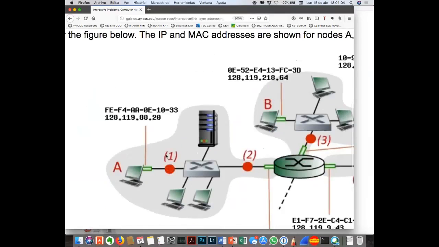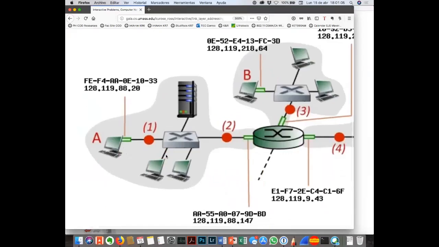If I'm trying to send a packet from A to B, the packet is leaving A at point 1 on this diagram. I look at the packet. What's the source IP address? It's me. What's the source MAC address? Also me. What's the destination IP address? Is it the router or is it B? At the IP layer, it's the destination, it's B.